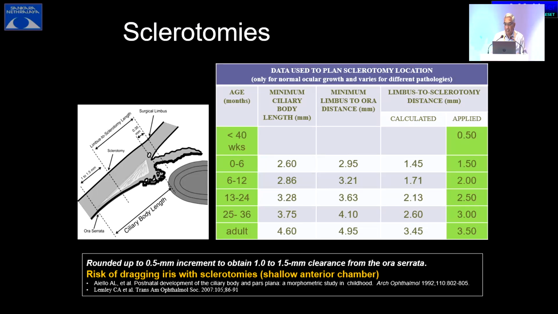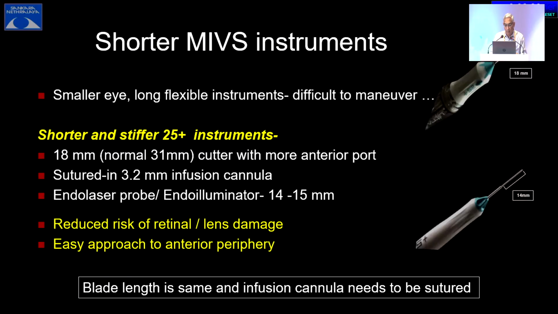Somewhere around up to 1 year, you can have a 2 millimeter. Up to 3 years of age, you can have 2.5 millimeter, and at 3 years, you can have 3 millimeter, and beyond 4, you can use 4 or 3.5 to 4, like adult sclerotomy. That's the general guideline.